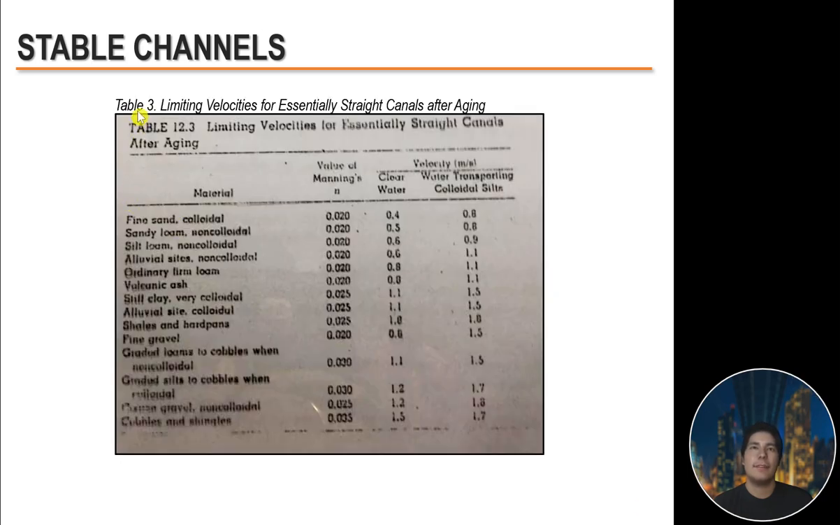So ito yung Table 3, the limiting velocity for essentially straight canals after aging. We have these different materials and the value of the coefficient of channel roughness, Manning's n, and we have also the velocity in meters per second for clear water and for water transporting colloidal silts.